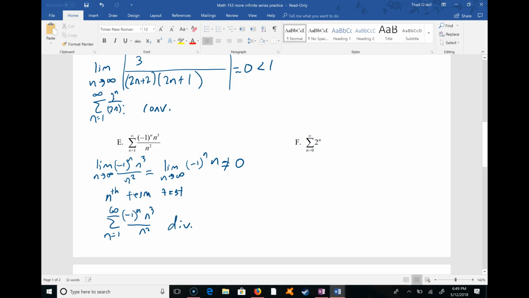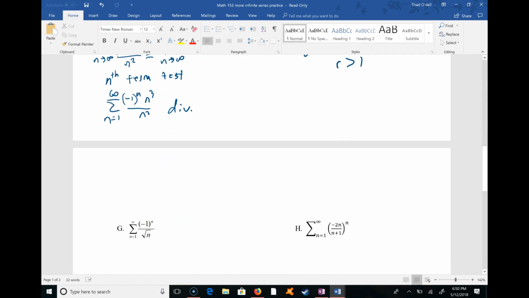And if we come over here, this one also diverges, but for a different reason. Well, actually, you could use the Nth Term Test there too, but this one diverges because it's geometric with r greater than 1. Okay, moving right along.